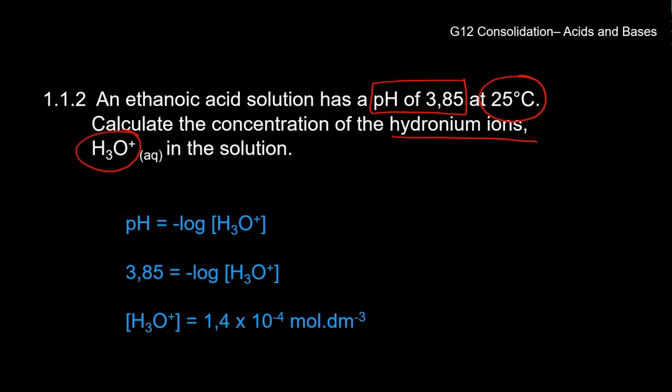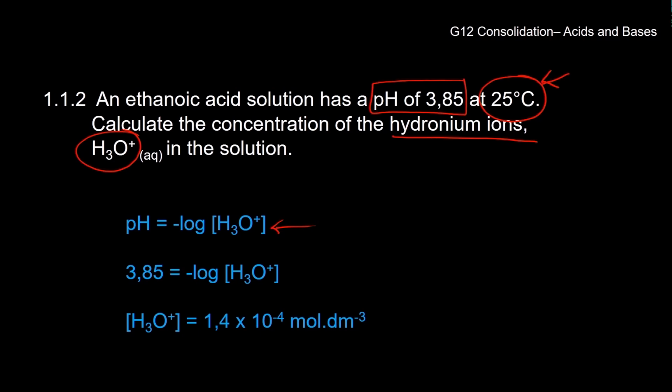Grade 12s, let's get back to our question. So we are given a pH of 3,85 at this particular temperature so that we know that we're dealing with an equilibrium constant at the correct temperature. Calculate the concentration of these hydronium ions in solution. We're going to use that equation that we have just seen. So pH is equal to minus log of the concentration of the hydronium ions.